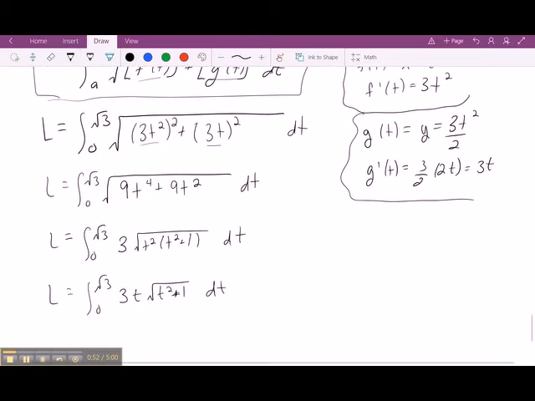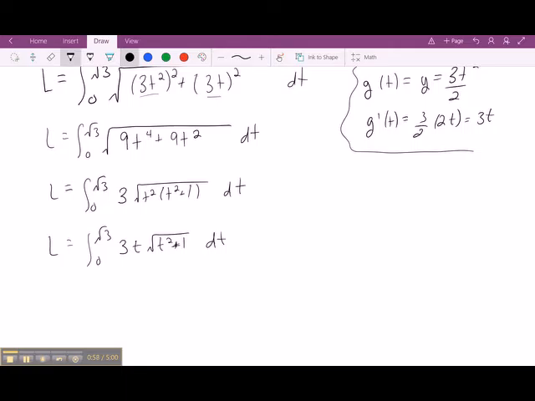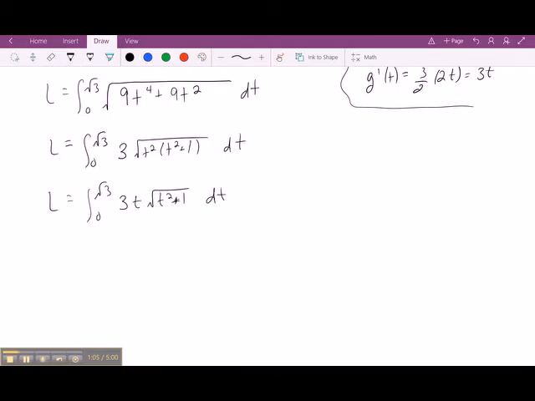So doing a little bit of algebra here, that simplifies down to 3t times the square root of t squared plus 1. Now we need to integrate this, so to do that, I think that we can use u substitution. If we let u equal t squared plus 1, then du will equal 2t dt, and that means that t dt equals a half du.